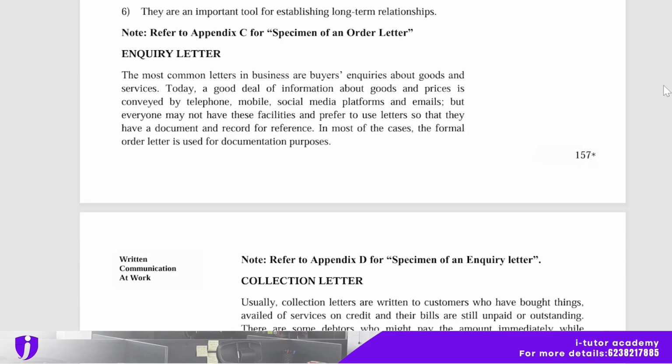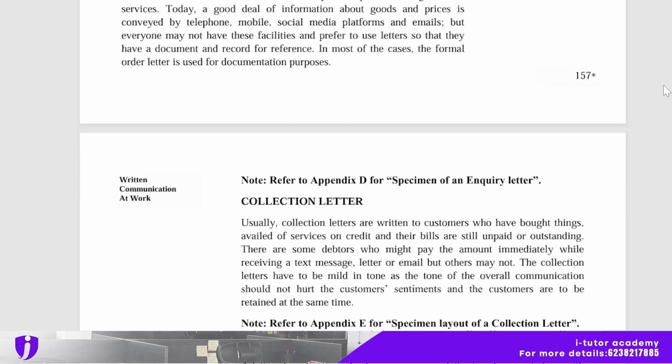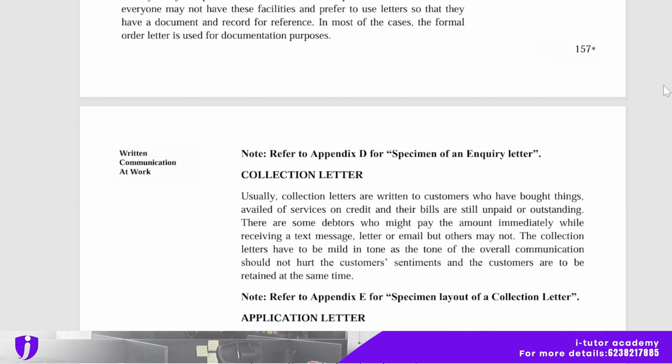And inquiry letter. The most common letters in business are buyers' inquiries about goods and services. So today a good deal of information about goods and prices is conveyed by telephone, mobile, social media platforms and emails, but everyone may not have these facilities and prefer to use letters, so that they have a document and record for reference. And refer to appendix D for a specimen of an inquiry letter.